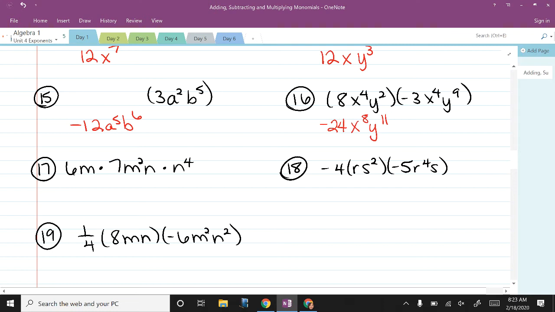So 6 times 7 is 42. And then we'll add my m's. I got an m to the first and an m squared. I add that and I get m to the what? M to the 3rd. And then I add my n's and get n to the what? 5th. This isn't so bad, is it?